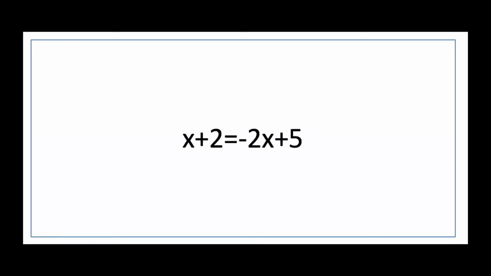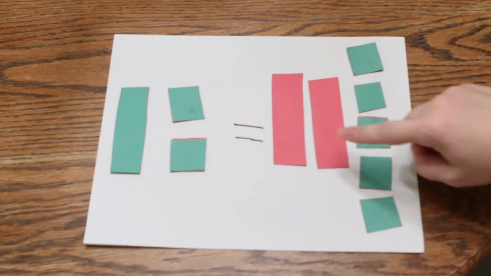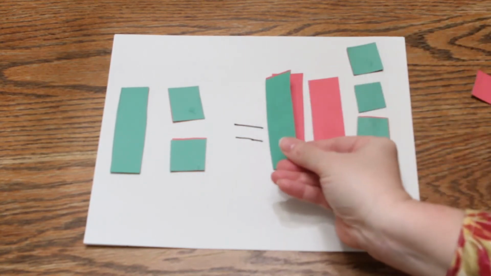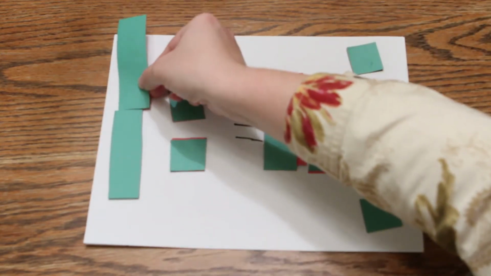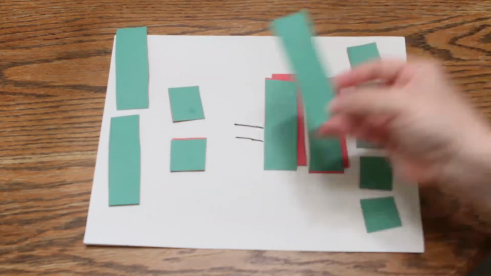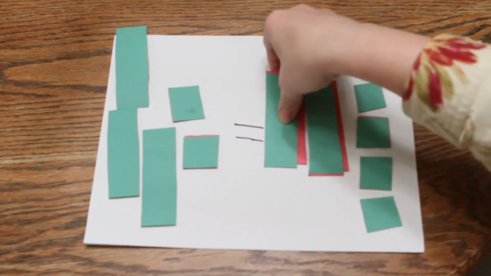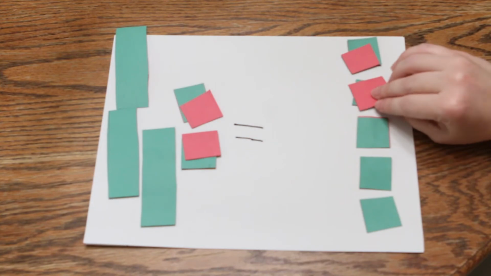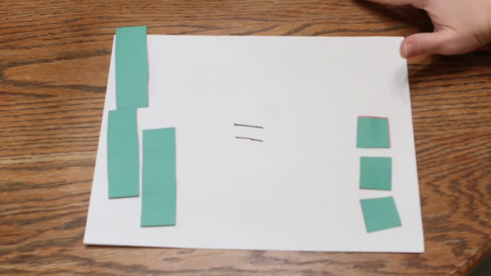Let's solve this equation. X plus 2 equals negative 2x plus 5. Add 2x to both sides of the equal sign. A positive x will cancel out a negative x. Now subtract two ones from both sides of the equal sign. A negative 1 cancels out a positive 1. We have 3x equals 3.